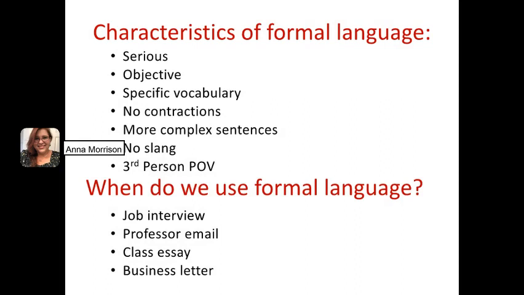What are some of the characteristics of formal language? Well, it's a little bit more serious than having a conversation with someone you know well. It's more objective. We use very specific vocabulary. We don't use contractions. Our sentences become more complex. We don't use slang. And we definitely stay inside third person point of view: he, she, it, and they.